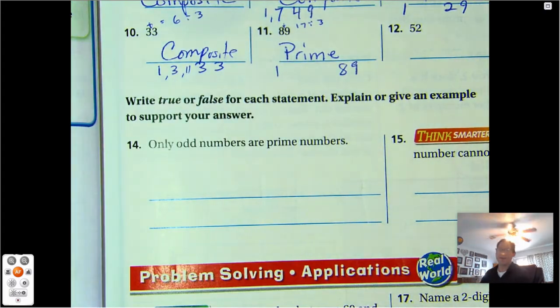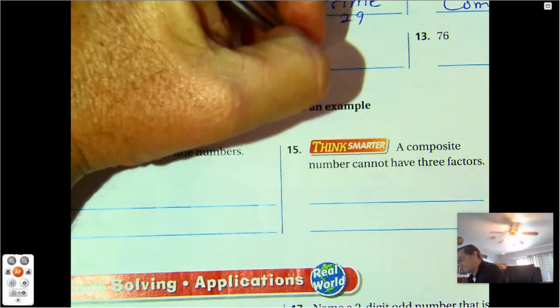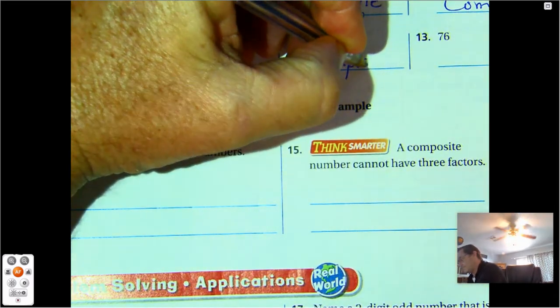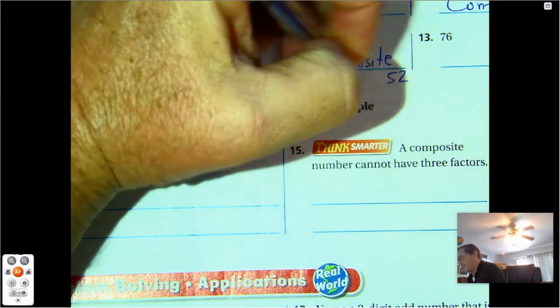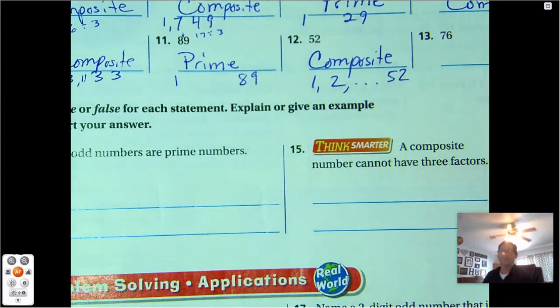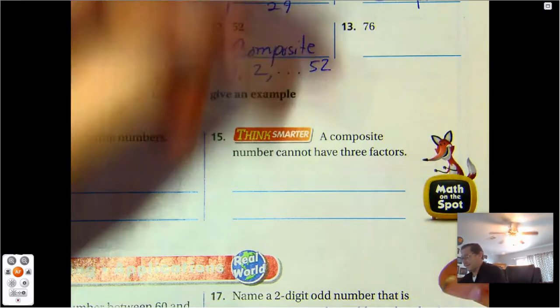52, quick, composite. 1, 2, and 52 at least. 52 is even. 2's got to be a factor of it. 76, composite. Has to have 1, 2, and at least 76.